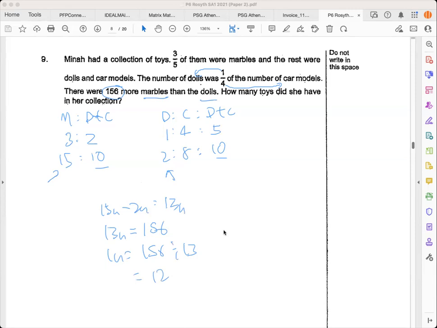Read the question again. How many toys did she have in her collection? We're talking about total. Total will be the marbles plus dolls and cars. So altogether, 15 plus 10. So in total, she has a collection of 25 units of toys. 25 units is equal to 25 times 12, and that gives you 300. So that's the answer. Let's continue with question number 10.